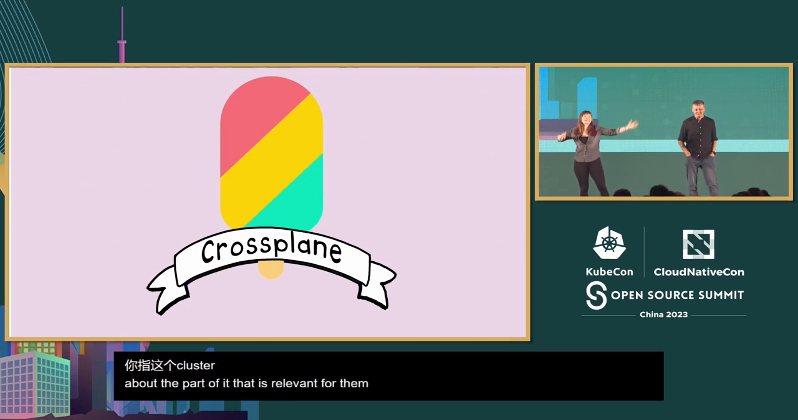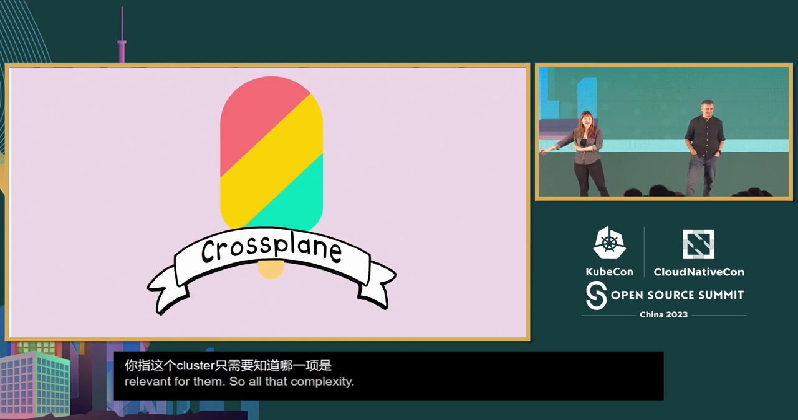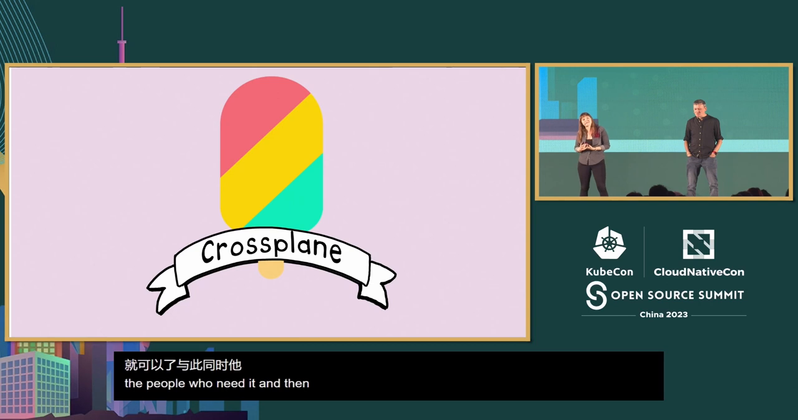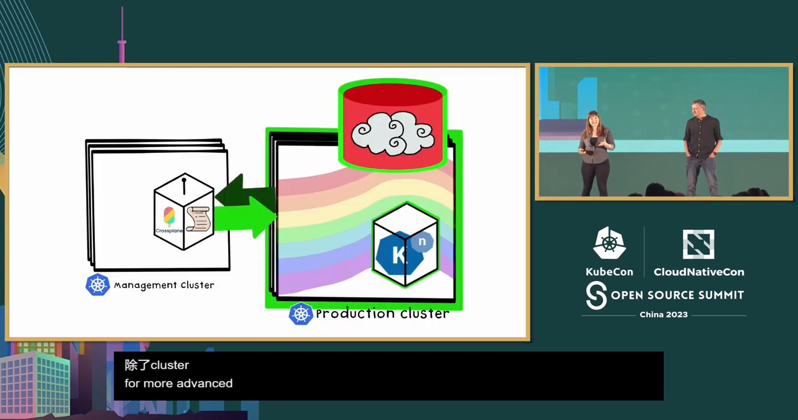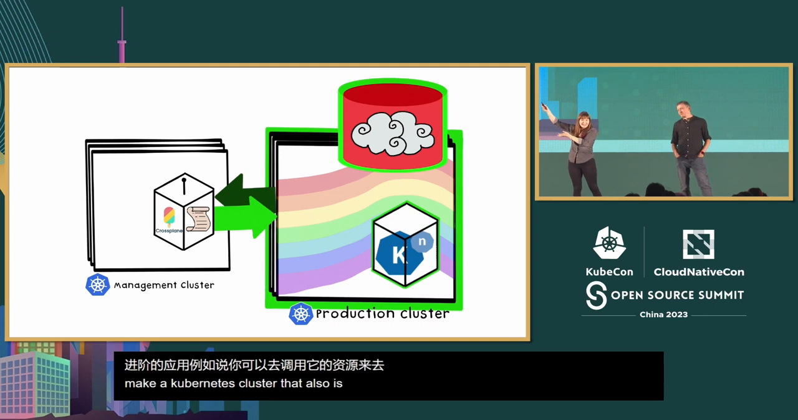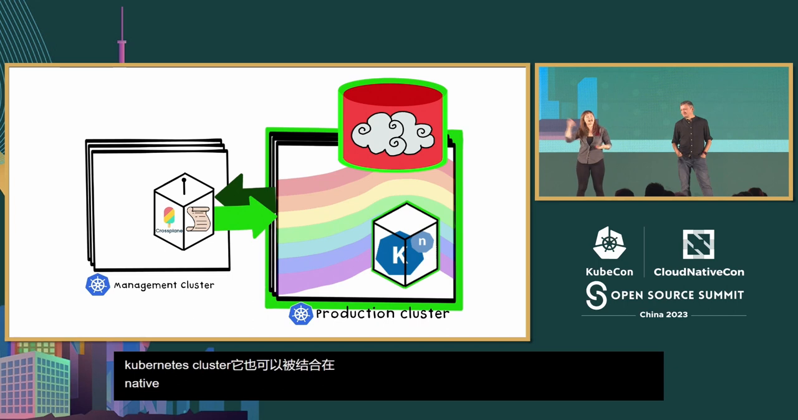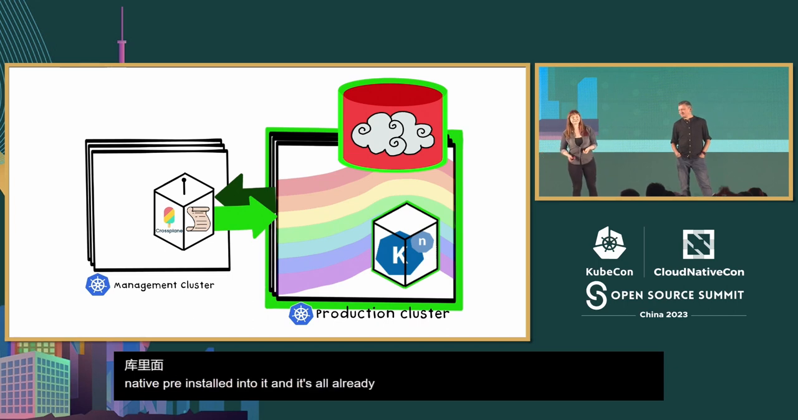So all that complexity we talked about earlier can be abstracted away for the people who need it. And then the other big benefit of Crossplane is that since it can do other things besides cluster provisioning, you can use it for more advanced use cases, such as you can make one Crossplane resource that'll have you make a Kubernetes cluster that also is integrated with a cloud database that also maybe has Knative pre-installed into it, and it's all already working together.